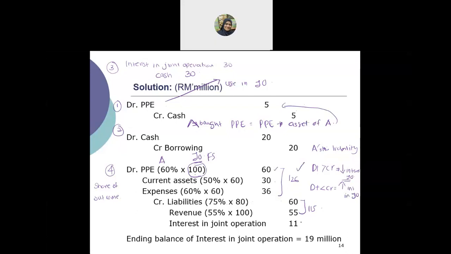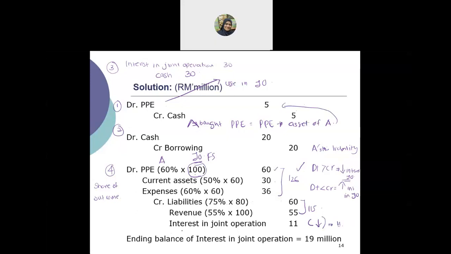So to balance this journal entry, we need to credit interest in joint operation. Credit in interest in joint operation means that you're going to reduce that amount. Reducing that amount means that the value of your interest has been reduced, meaning you are having a loss here.